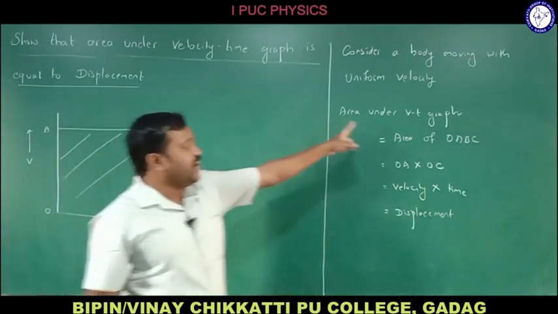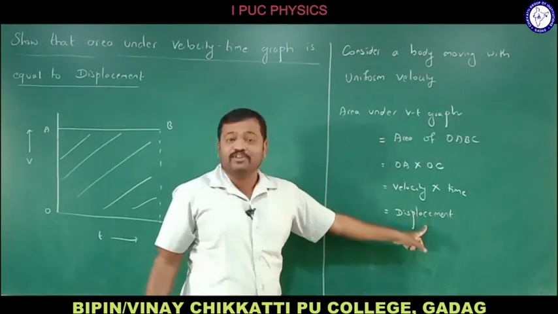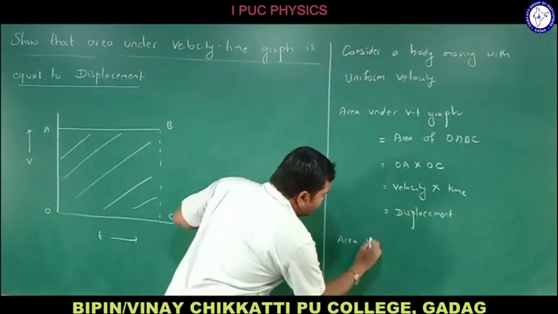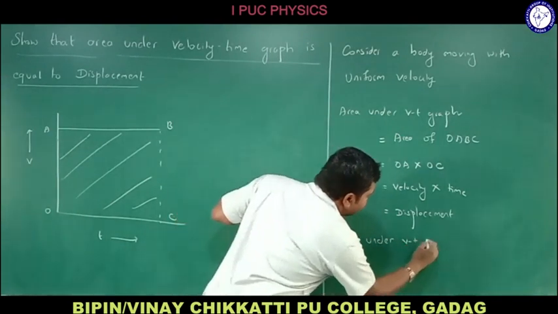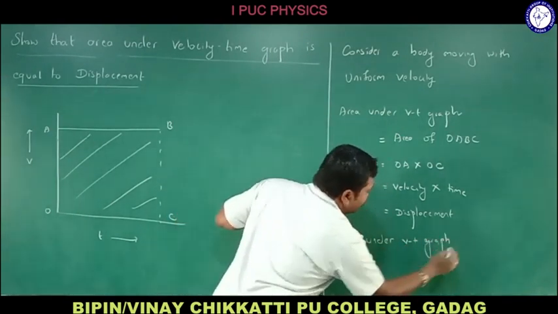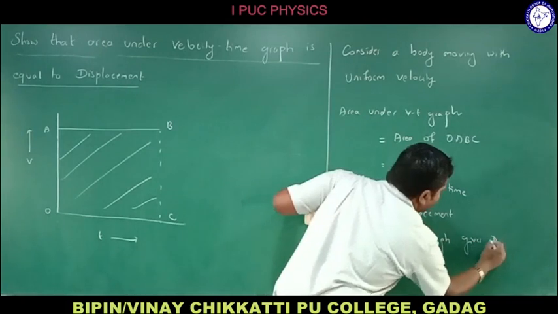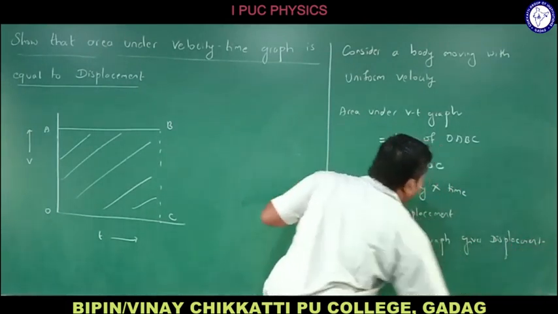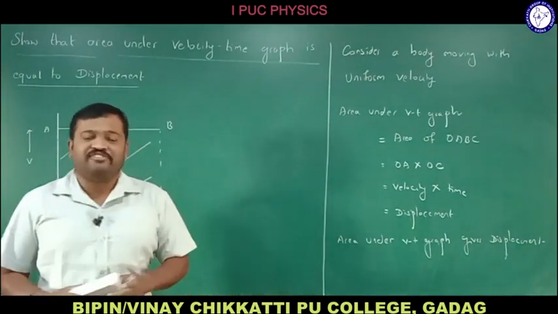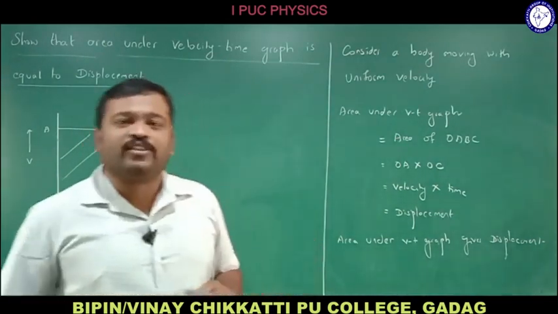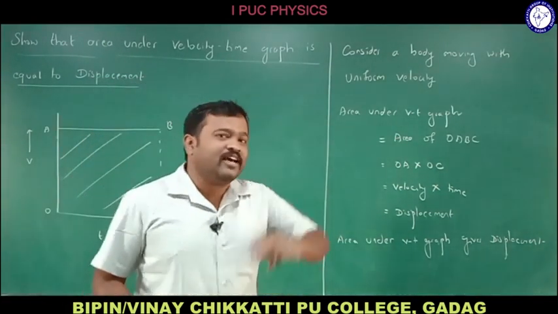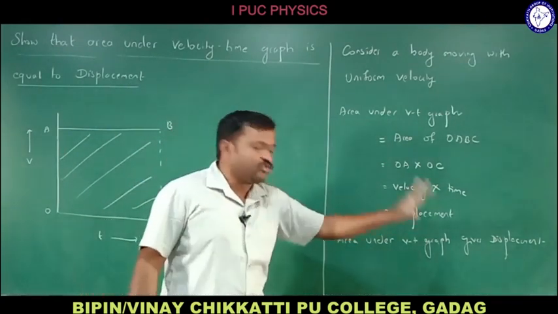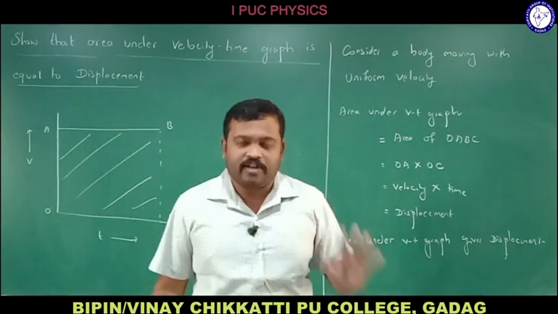So what does the area under the VT graph give? The area under the VT graph gives displacement. So I write like this: area under VT graph gives displacement. So this is another significance of VT graph. Earlier I proved that the slope of the VT graph gives acceleration. In a similar manner, the area under the VT graph gives displacement.